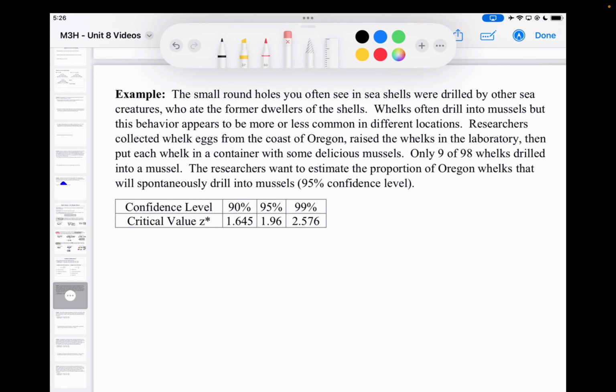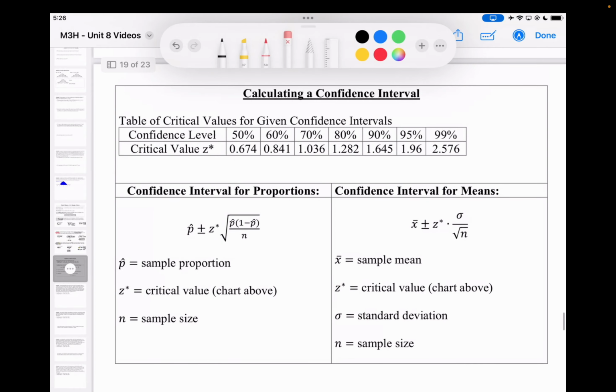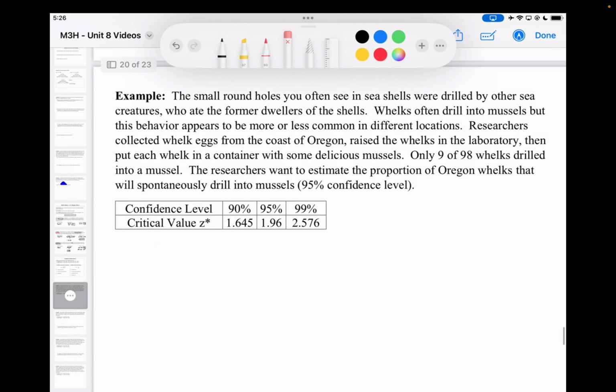Okay, let's go ahead and jump into some examples now that we have covered the formulas. I'll scroll back to the formulas. We've covered these. Let's use those to create our own confidence intervals. So this example is talking about whelks.